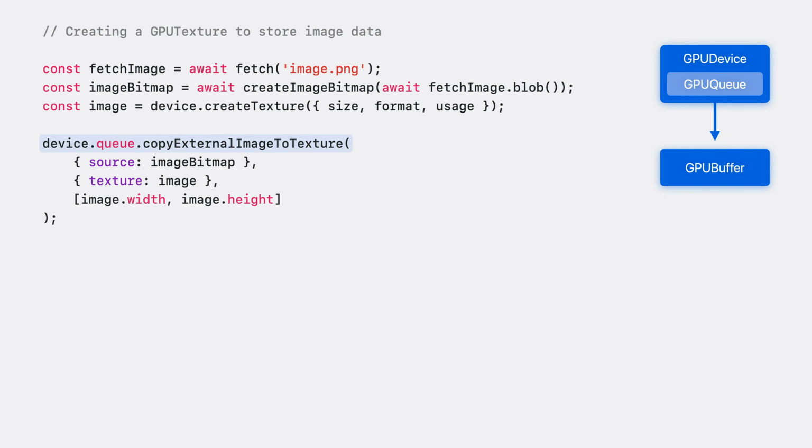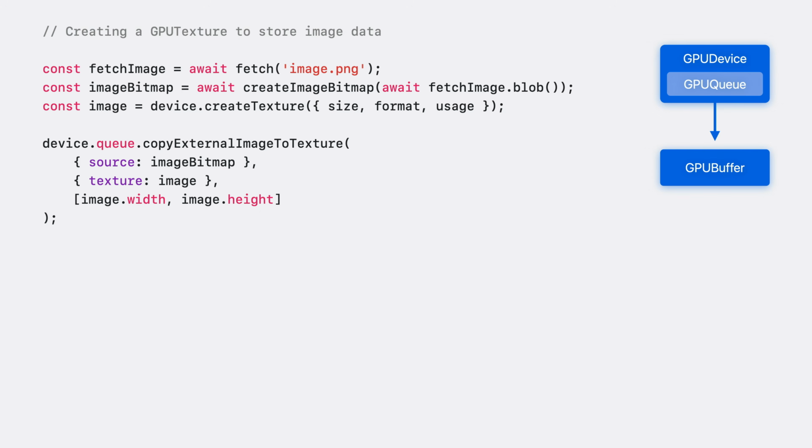After creating the GPU texture, we can load image data with device.queue.copyExternalImageToTexture, passing the image bitmap, the 2D texture we just created, and the image size. A texture is often created from image data and represents an image on the GPU.